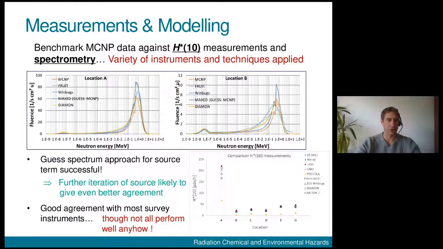So we see in this plot here just two of the locations, location A and B. By iterating the source, we're able to recreate the real field at that location. Further, we can then test that against H*(10) measurements.